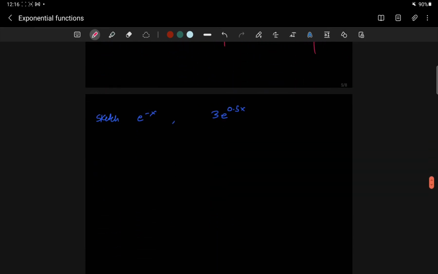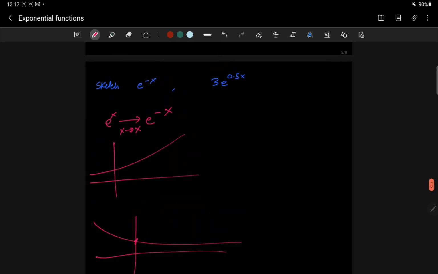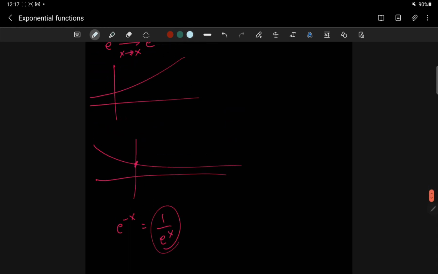So that means we can go ahead and do these sketches because this is basically just transformations. I start with the graph of e to the x, and replacing x by negative x means I reflect it along the y-axis. And then you can also observe what is e to the negative x. That's 1 over e to the x. So whenever e to the x is increasing, e to the negative x will decrease. And when e to the x is decreasing, e to the negative x will increase.